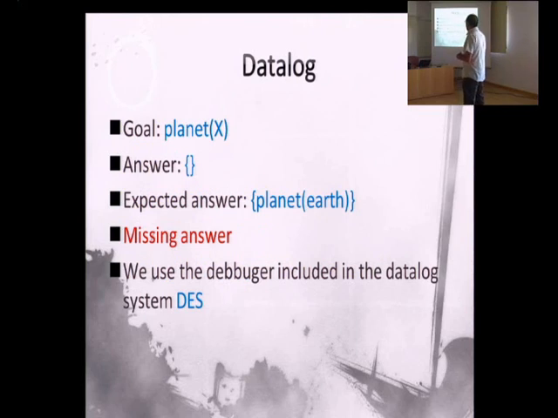We throw this goal, for instance, in the Datalog system, and in Datalog you don't obtain, as in Prolog, several answers. You obtain all the answers in a list. So here we expect only one answer, which should be planet Earth. But in practice we get a wrong answer: emptiness.